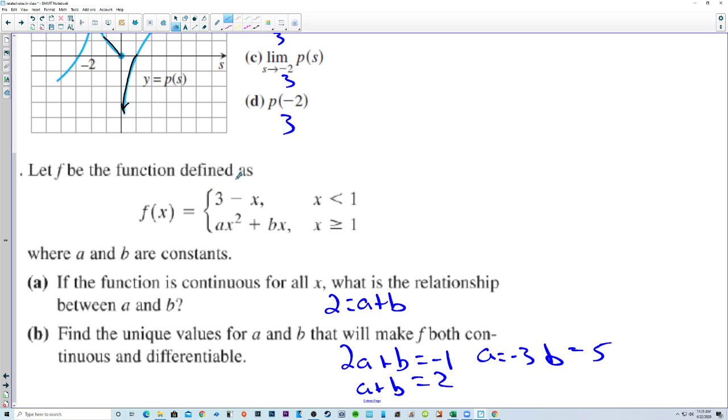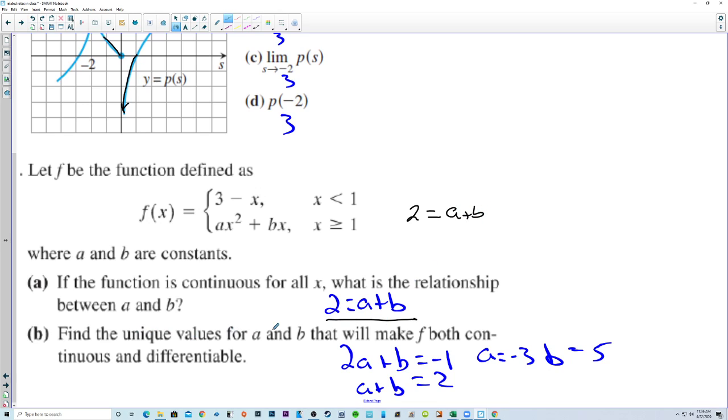Let f be the function defined as f of x is 3 minus x for x less than 1, and ax squared plus bx for x greater than or equal to 1, where a and b are constants. If the function is continuous for all x, what is the relationship between a and b? If it's continuous, so when you plug 1 into here on the top, you get 2. Now, if it's continuous, the two y values will meet each other. So this is equal to a plus b. So that's the relationship right there.